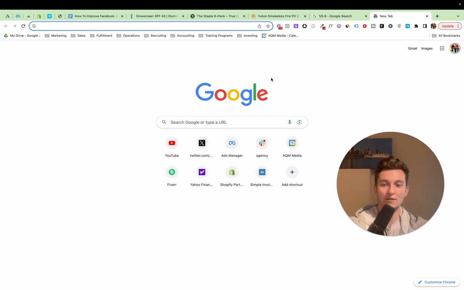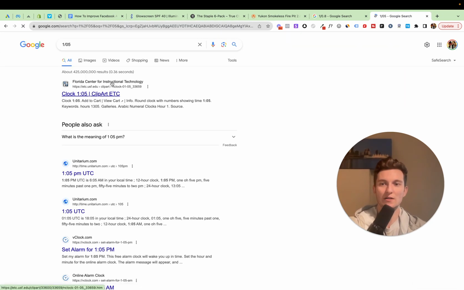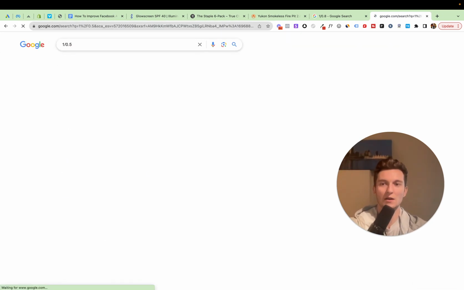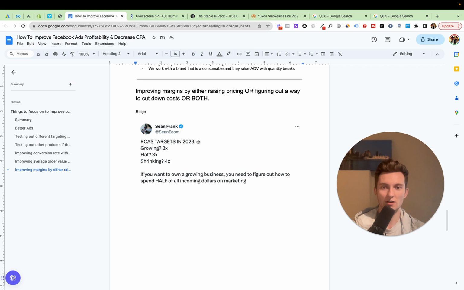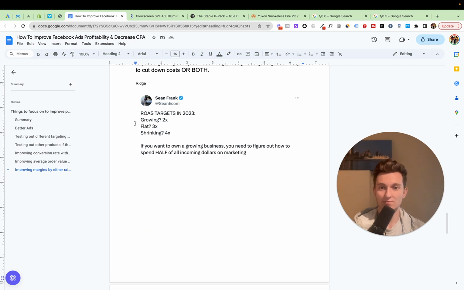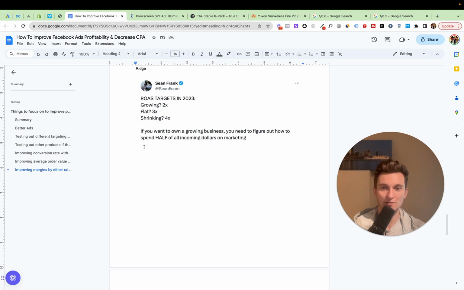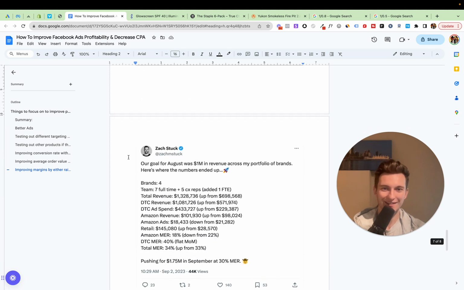So they can basically spend so much and be so profitable. Whereas if you only have the 50% margins, you have to be above a 2x in terms of profitability in order to just break even. We're not even talking about all the other costs involved. So yeah, you can see here, if you want to own a growing business, you need to figure out how to spend half of all incoming dollars on marketing, which is an interesting tweet.